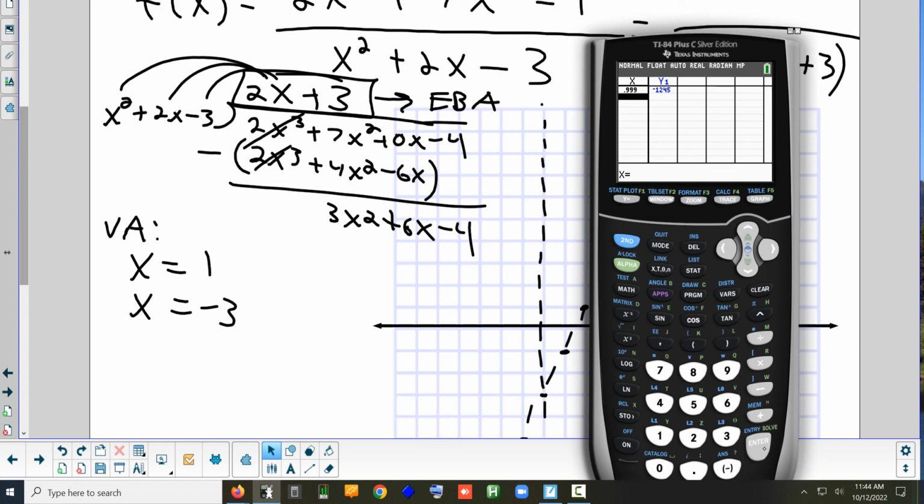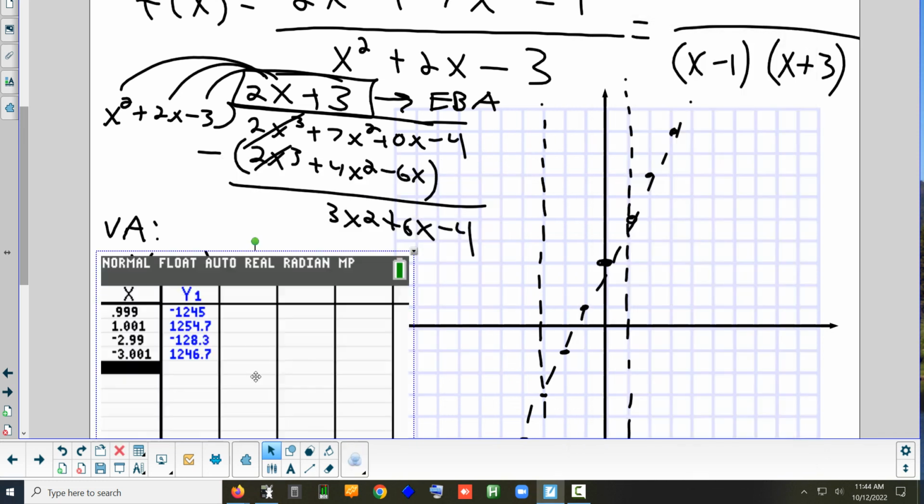Okay, another good value. 1.001. Okay, we're at positive 1254. Two more that are near my asymptote of negative 3. Negative 2.99. Good. And one more. Negative 3.001. Let's start with all that.